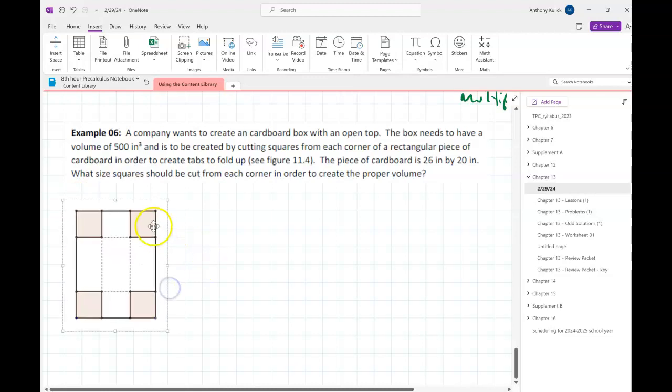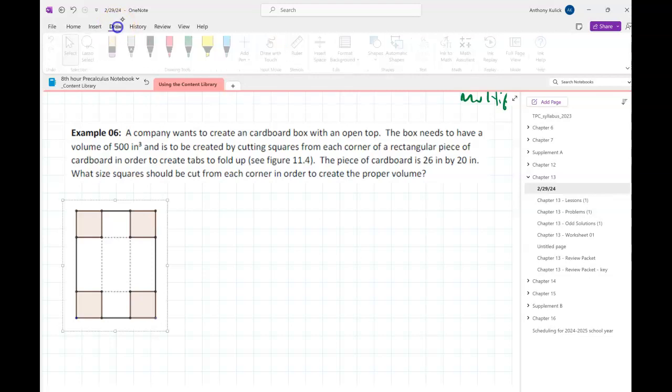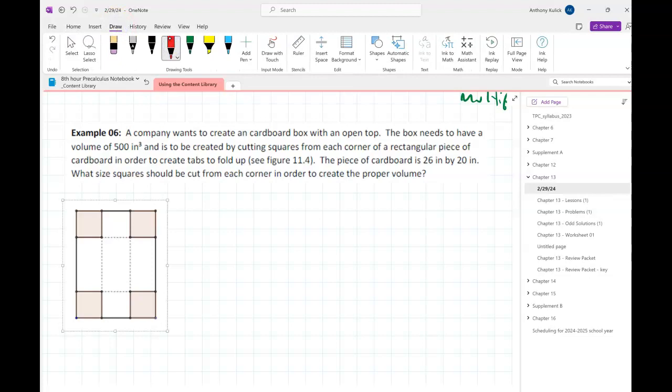So it should look like this, where the shaded pieces are what we're cutting out, and the dashed line is like the perforation for where we're going to fold this up to make our box. Everybody's cool with that? Yeah. Okay. It says that the piece of cardboard is 26 inches by 20 inches.